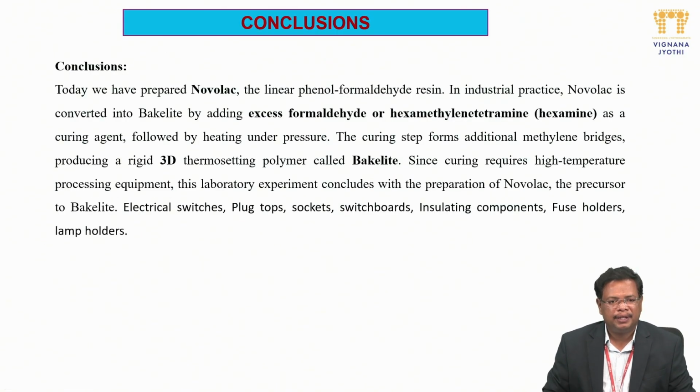In conclusion, today we have prepared Novolac, the linear phenol formaldehyde resin. In industrial practice, Novolac is converted into Bakelite by adding excess formaldehyde solution or hexamethylene tetraamine, which is called hexamine, as a curing agent, followed by heating under pressure. The curing step forms additional methylene bridges, producing a rigid 3D thermosetting polymer called Bakelite.